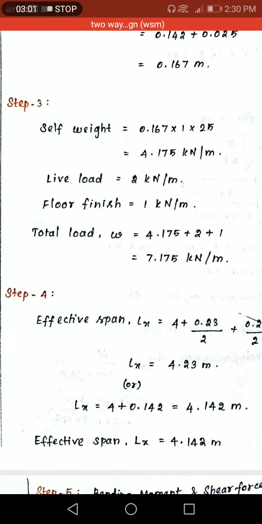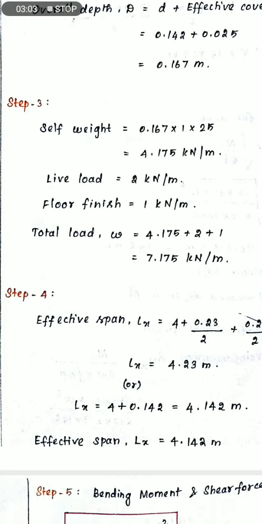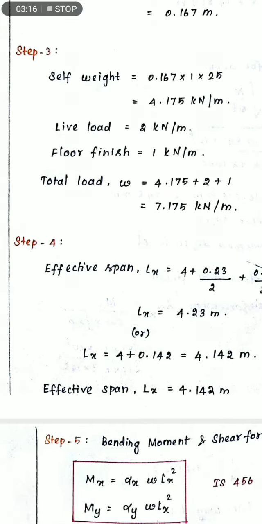Then live load is given as 2 kilonewton per meter. Floor finish is assumed as 0.75 to 1; you can assume 0.75 to 1 kilonewton per meter. Therefore, total load equal to 7.175 kilonewton per meter.